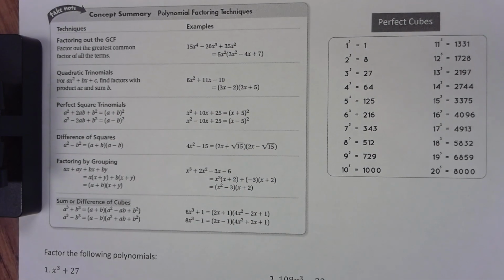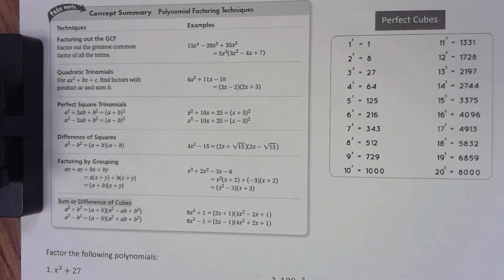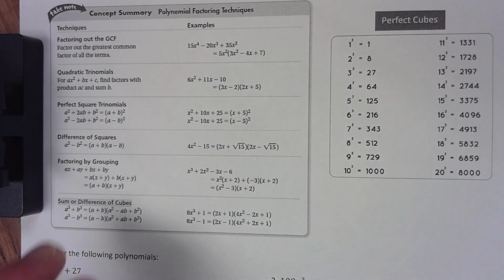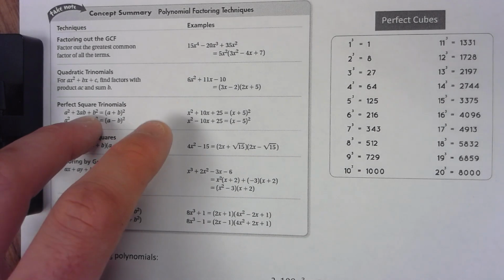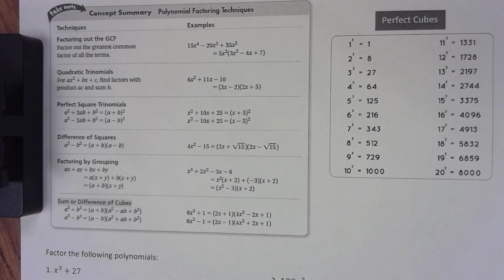Okay, we factored out GCFs. You've heard me say always start with that so many times in this class. So continue to look for GCFs. Quadratic trinomials, how we factor them. We had a whole unit on that. We've already practiced that this semester as well. Perfect square trinomials, just a subset of those quadratic trinomials. We factor those the same way.